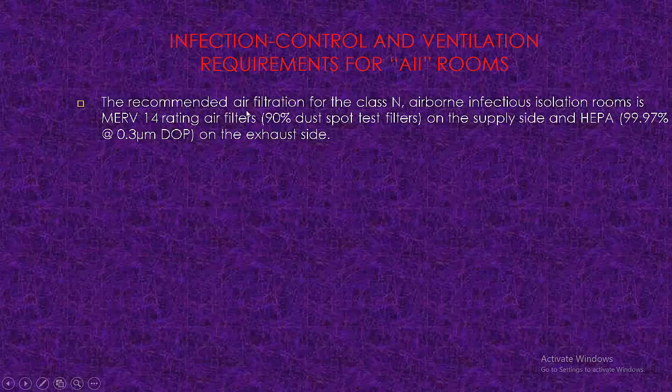The recommended air filtration for a class N airborne infectious isolation room is a MERV 14 rating air filter, 90%. So MERV 14 is a filter which can filter about 90% of dust spots, dust particles. So we can recommend MERV 14 on the supply side of the ducts, and similarly we can recommend a HEPA filter with 0.3 micrometer DOP. DOP is basically a test of the HEPA filter, on the exhaust side.